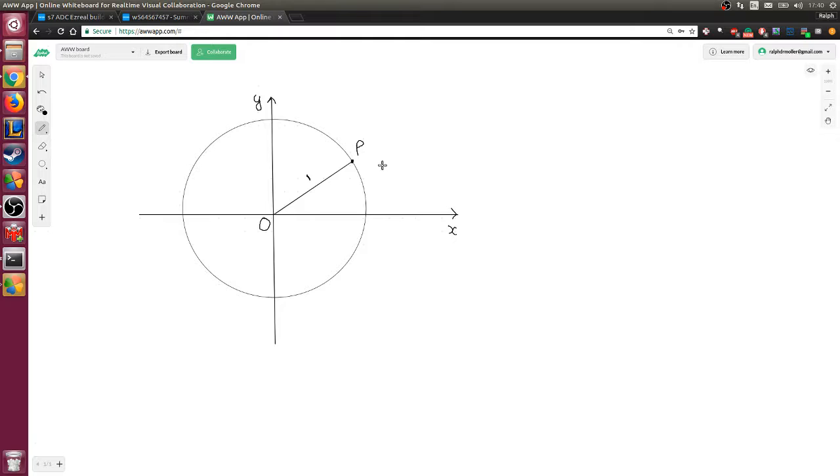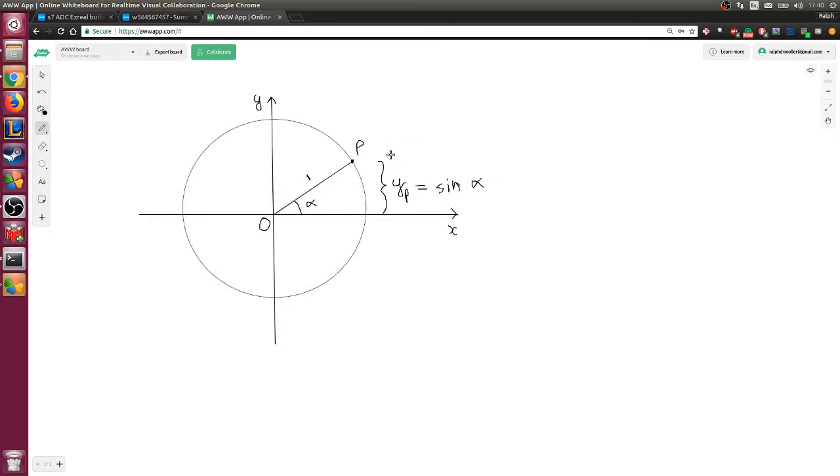Alright, I've drawn a unit circle for you here with a point P on it and a line segment running from the origin towards that point P. And we know that the height of this point, which is also called the y-coordinate, is equal to the sine of the angle between the positive x-axis and this line segment. So if we call that angle alpha, then the y-coordinate is equal to the sine of alpha.